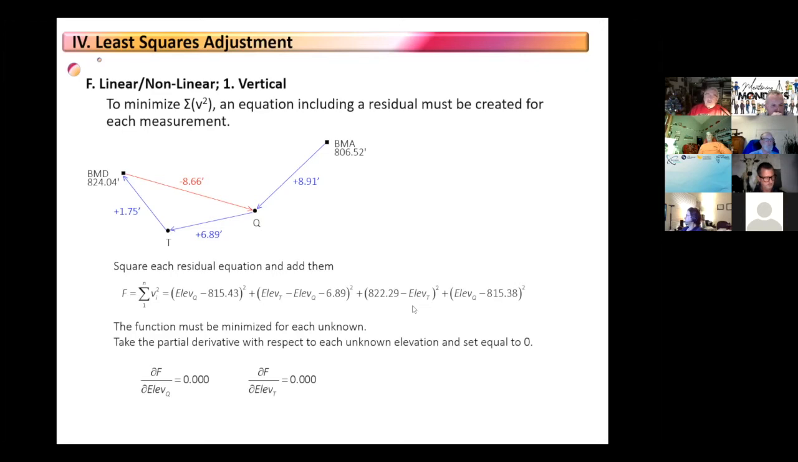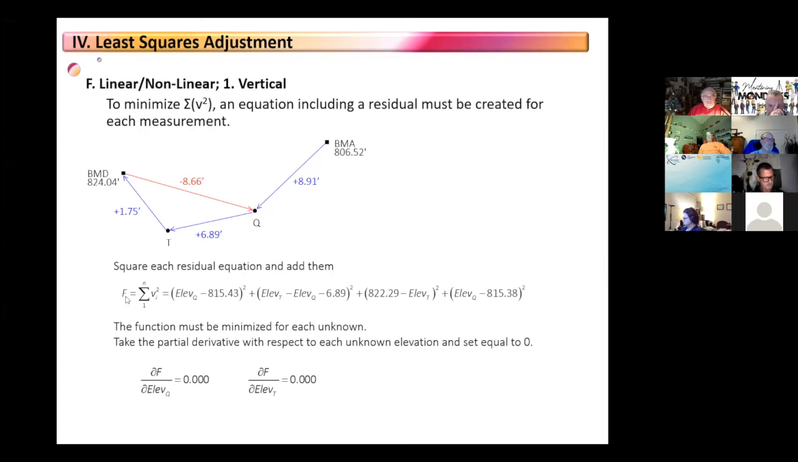The way we minimize a function is by taking its first derivative and setting it equal to 0. This is where we get into the calculus side of things. So we take the partial derivative of this function with respect to each unknown and set it equal to 0.